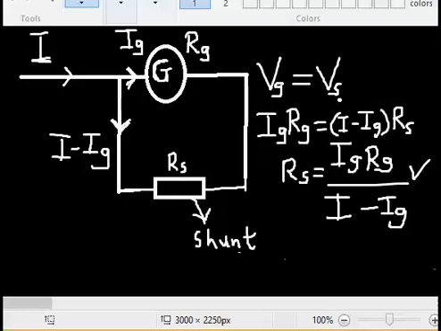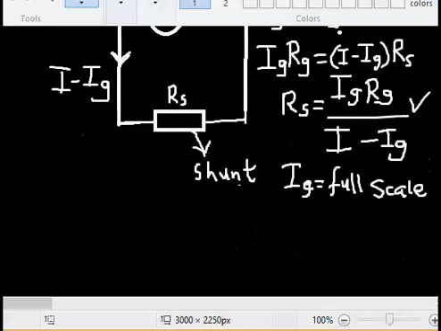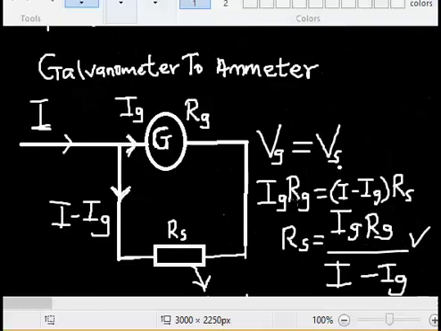Let's write down these parameters. Ig is what is always known as the maximum current of the galvanometer. They call it the full scale deflection current. It is the maximum current that the galvanometer can actually take. And Rg is the resistance of the galvanometer. So take note of this formula. That is how you convert a galvanometer into an ammeter.